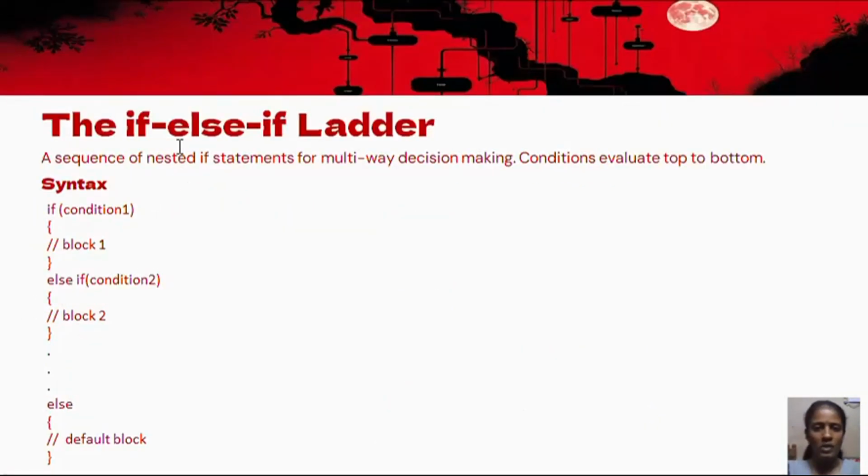And next we are going to see the else-if ladder. Here we have an if condition. If this condition is true, then block 1 will be executed. Suppose this condition 1 is false, it goes to the else if part. Here it checks condition 2. If this condition 2 is true, then it executes block 2.